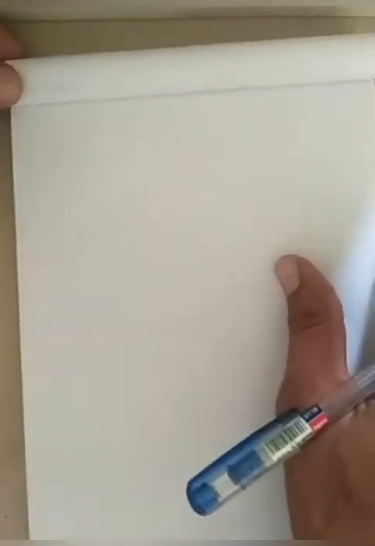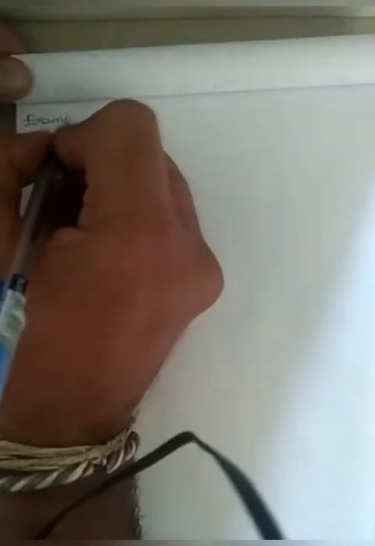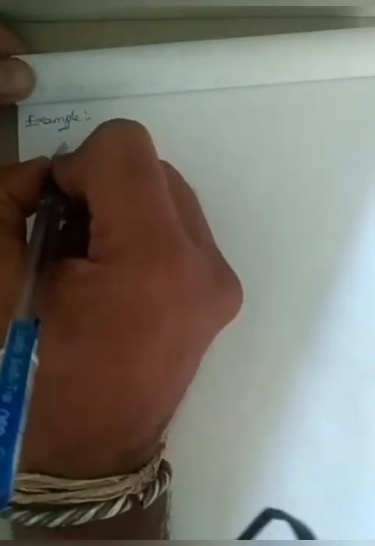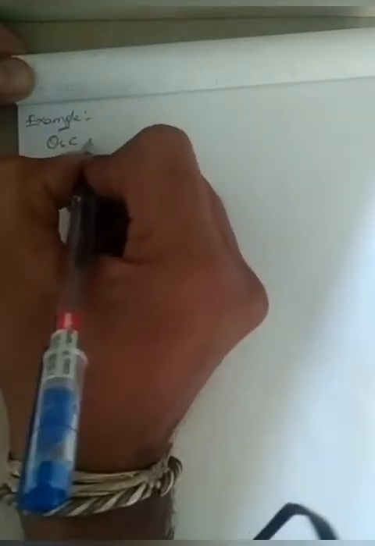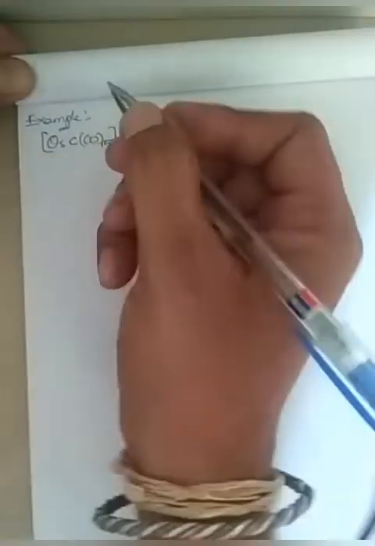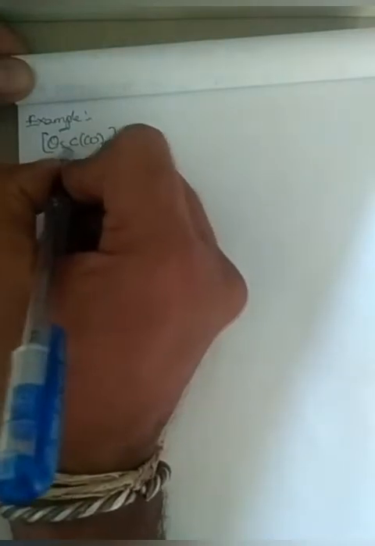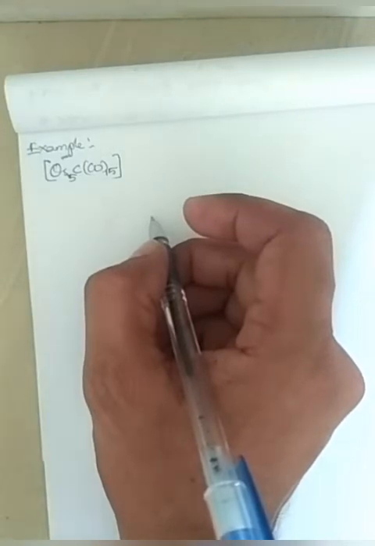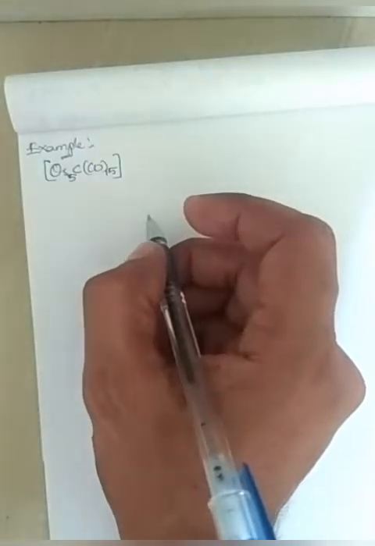So here is the example: 15 carbonyl carbon pentaosmium cluster.